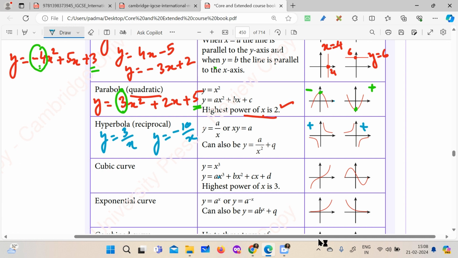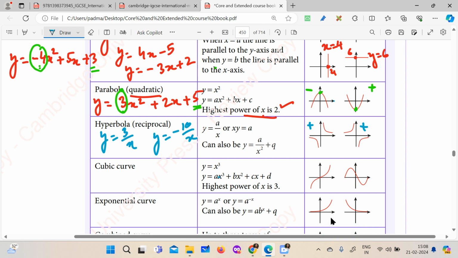Okay, next is cubic curve. Okay, so this is nothing but again a cubic equation. Okay, so a cubic equation, it will always have three solutions. So you can see it is like this. Okay, now in this also we have positive and negative graphs. Okay, so this one is positive and you can have like this as negative.